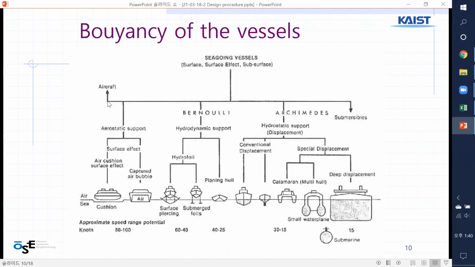And then aircraft is in the left and right-hand side shape. Here is the aerostatic support, not aerodynamic, aerostatic. So it comes with the air cushion surface vehicle. They use an air cushion, but it's near the surface of the water. That is different. Speed range: 100 knot, 50 knot, 30 knot, 20 knot, 10 knot. So you see this. All right.